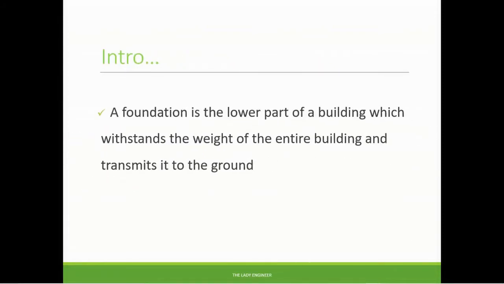So just to define what a foundation is, a foundation is the lower part of a building which withstands the weight of the entire building and transmits it to the ground. I'm sure we are all aware of this. We know what I'm talking about.